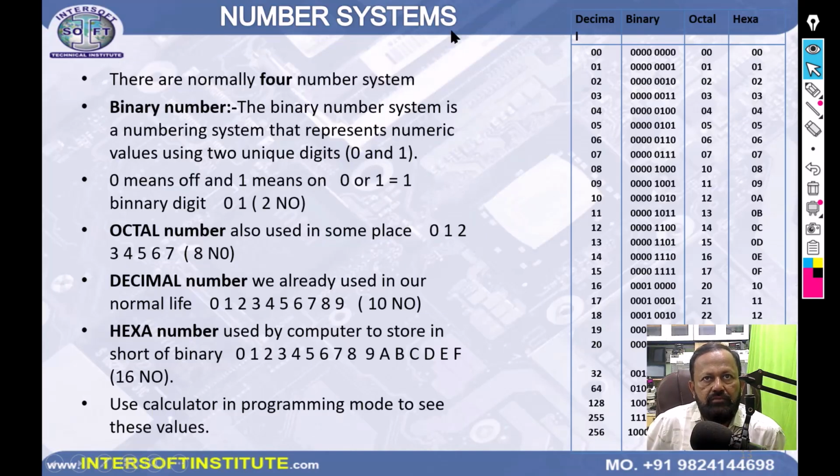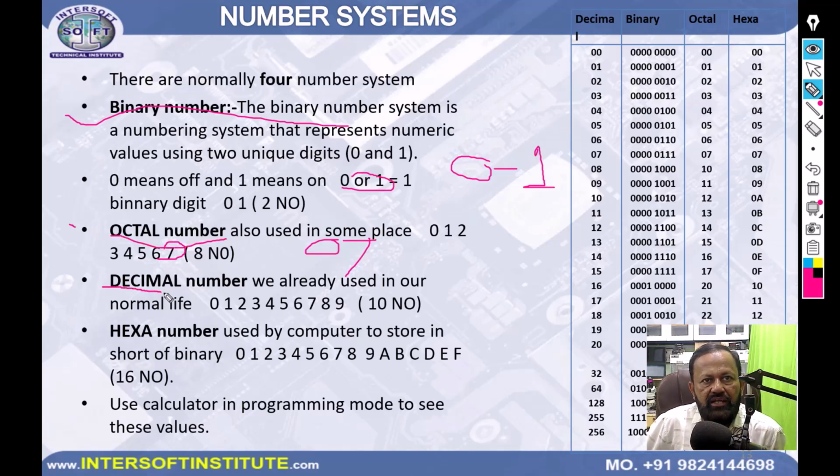What are the number systems? There are normally 4 number systems. One is decimal, which we use in normal life, 0 to 9. One is binary, 0 and 1, that electronic devices understand. One is octal, 0 to 7, no 8, no 9. Up to 7, no 8, no 9. An 8-digit number system, that is an octal number.